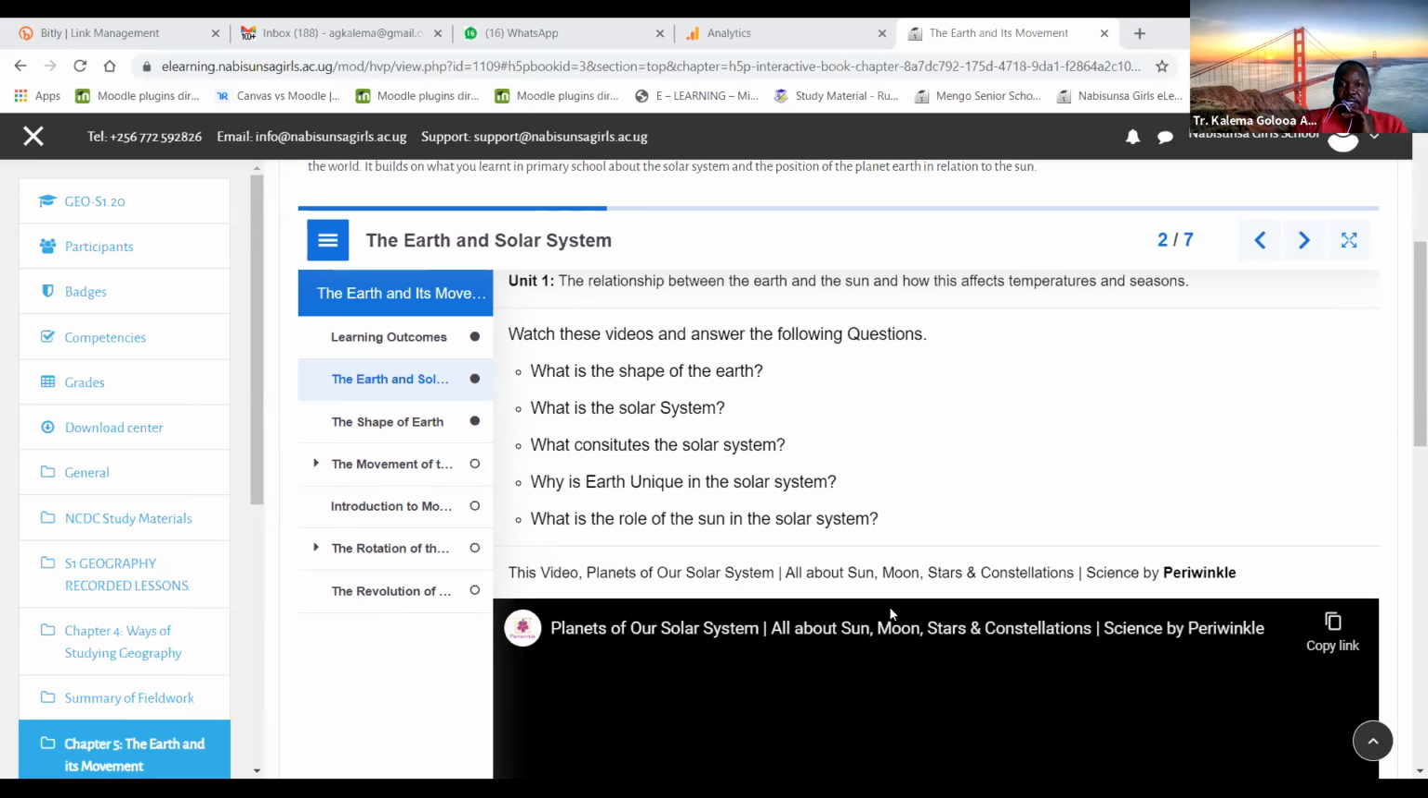The next one, what is the shape of the earth? Okay, that one you've done. Then you said, what is the solar system? I heard you say that the solar system is a group of planets that orbit the sun. I want to learn from others for that question. What is the solar system?